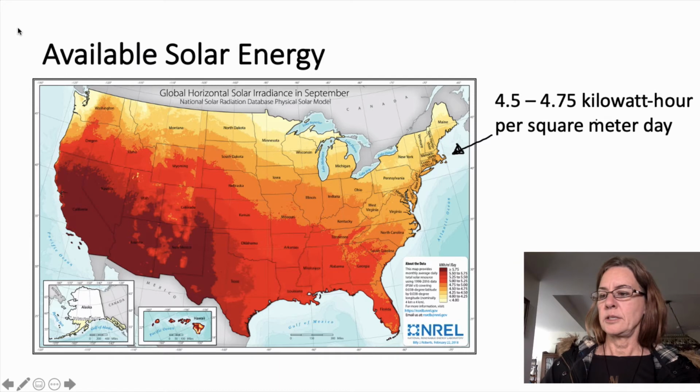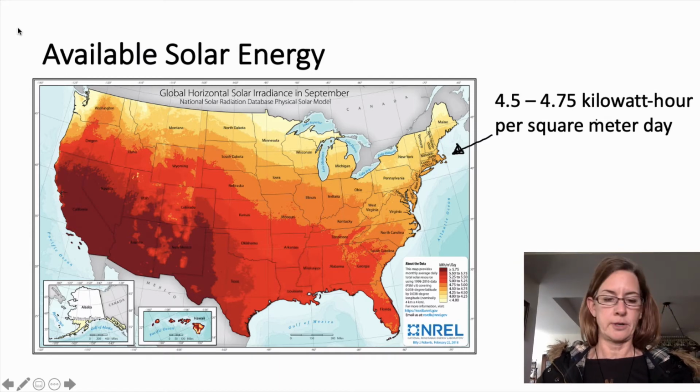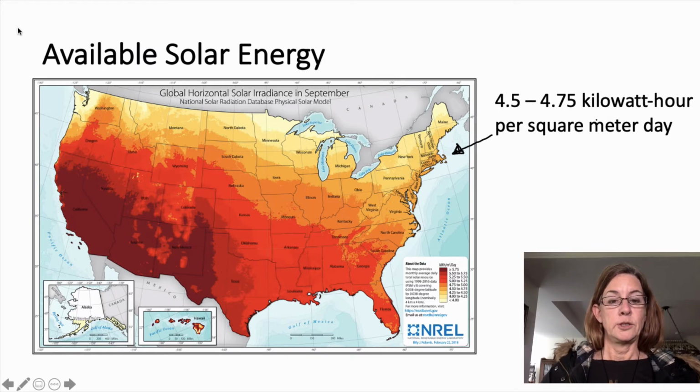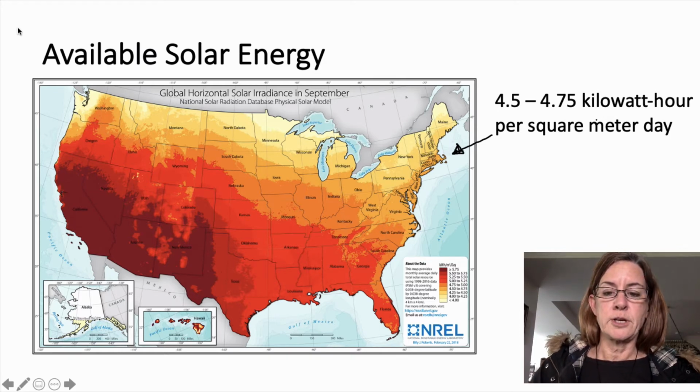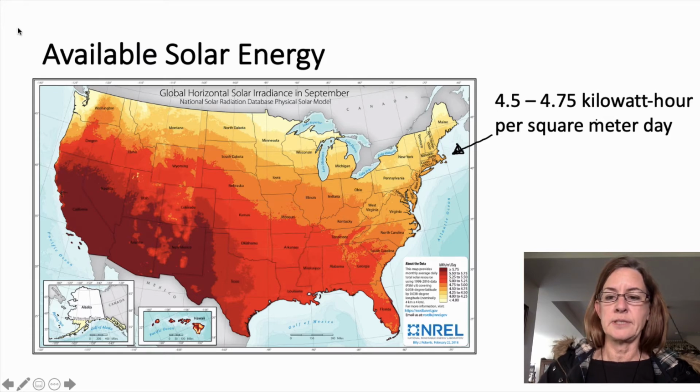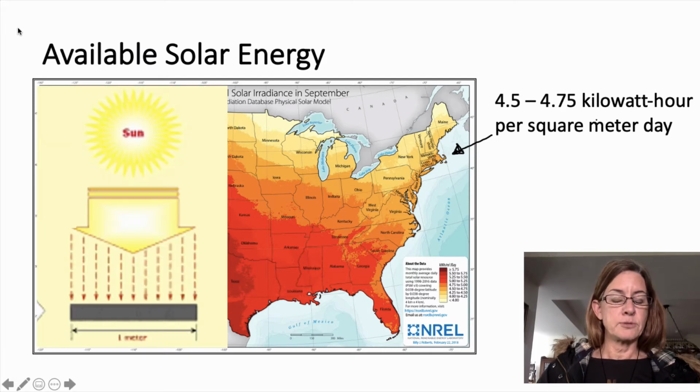Last week, you calculated how much energy the sun delivers to every square meter of Earth, measured in kilowatt hours per square meter per day. So, for example, in Massachusetts, using this graph, you would have determined that Massachusetts receives between 4.5 and 4.75 kilowatt hours per square meter per day. That's the sun energy that's shining directly down on the earth.